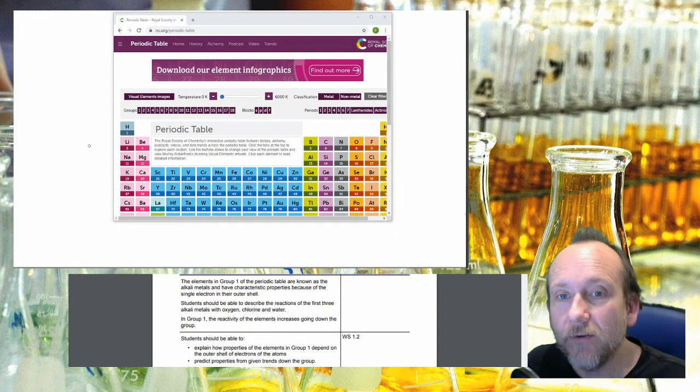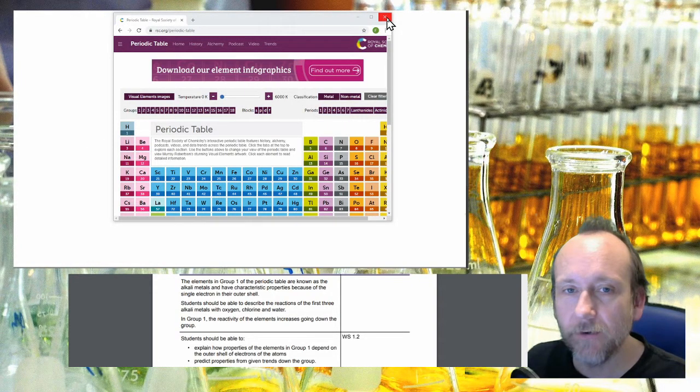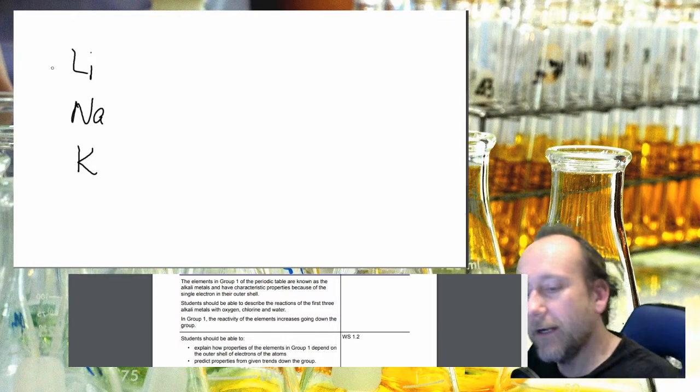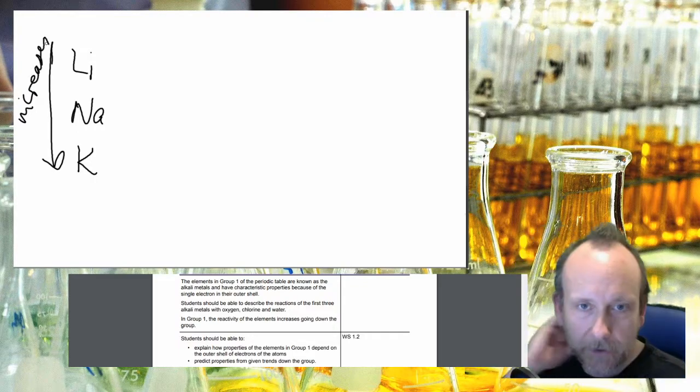Students should be able to describe the reactions of the first three alkali metals with oxygen, chlorine and water. So the first thing that we're actually going to do is state that in Group 1 the reactivity of the elements increases going down the group. So I am going to focus on the first three, lithium, sodium and potassium. The reactivity increases as you go down the group.